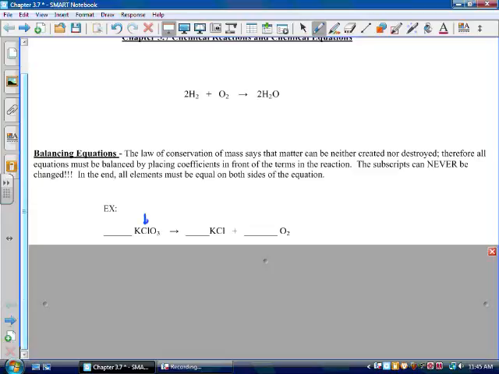Chlorine comes next. On the left side, I have 1. On the right side, I have 1. So they are already balanced. Next, I move to the oxygen. On the left, I have 3 oxygens. On the right, I have 2 oxygens.